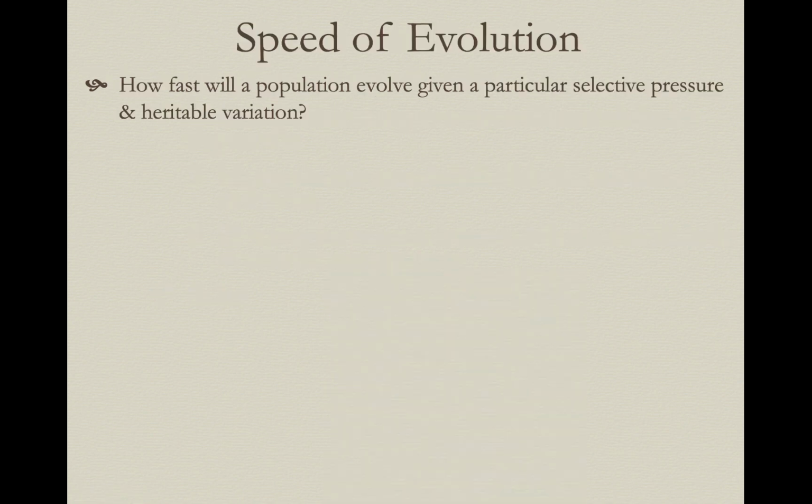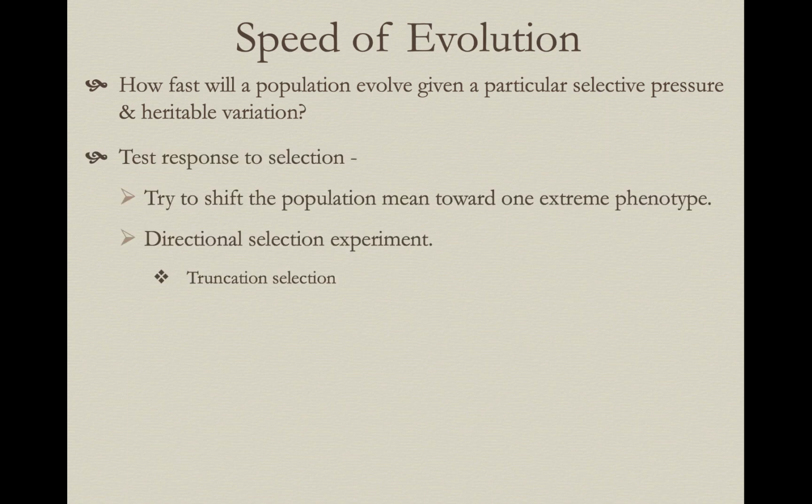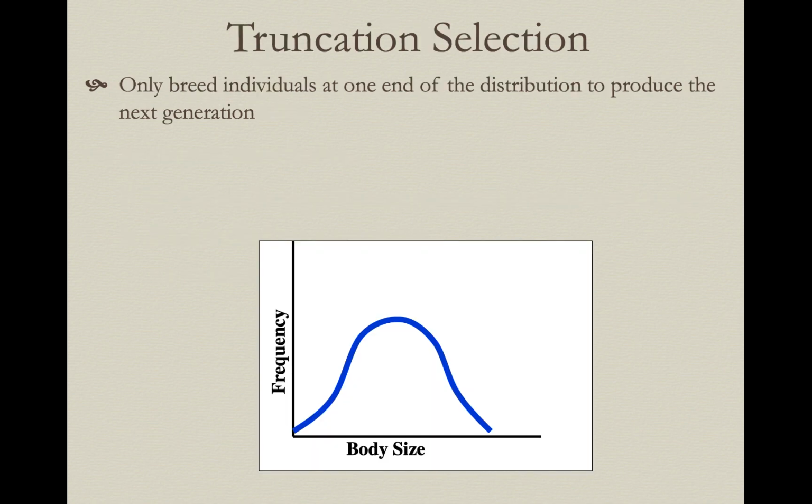So let's look at the consequence of having a trait that's got high heritability versus low heritability. We can test the response to some artificial selection pressure by doing what's called a truncation selection experiment, where we try to shift a population that starts off with a certain distribution to one extreme phenotype or the other. This is a form of artificial directional selection called truncation selection.